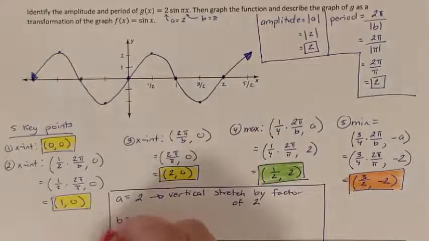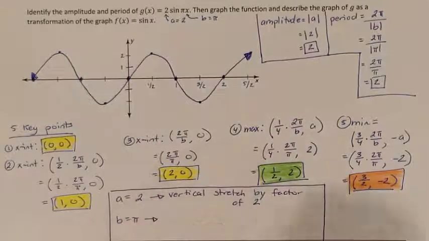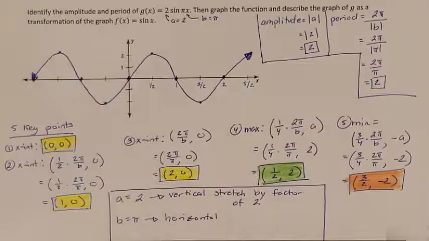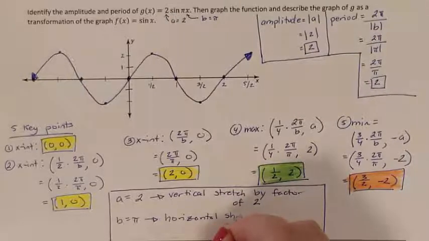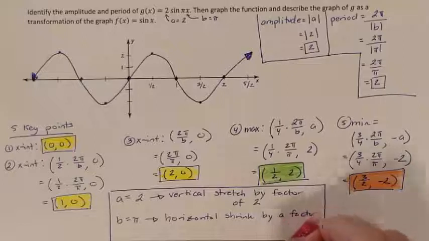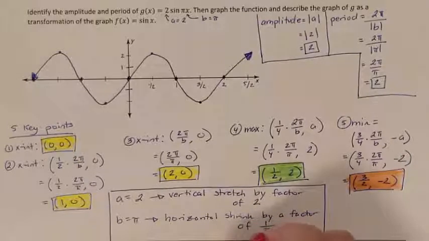B, which is pi, is going to be our horizontal. So this meant we had a horizontal change. Remember, horizontals do reciprocals. So if I were to reciprocal this, it would be 1 over pi, which is smaller than 1. So this is a horizontal shrink by a factor of, the reciprocal was 1 over pi. It was a shrink because this is smaller than 1.